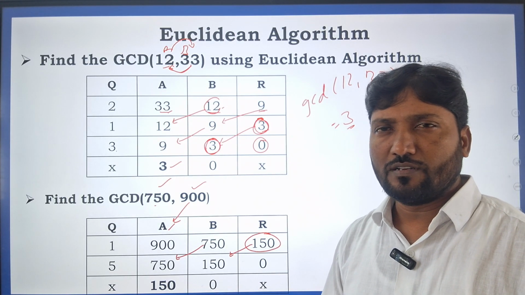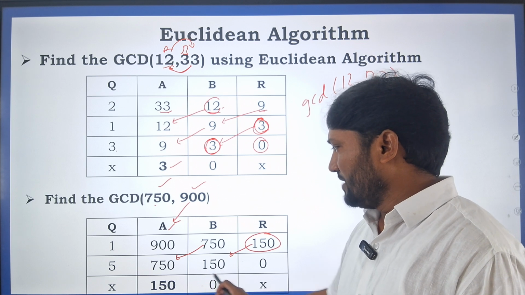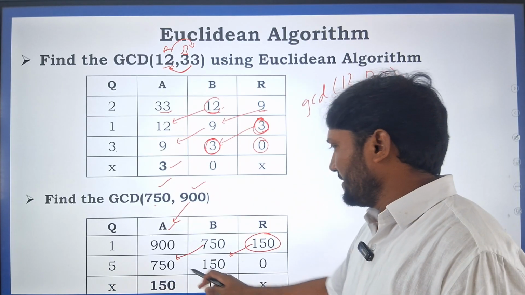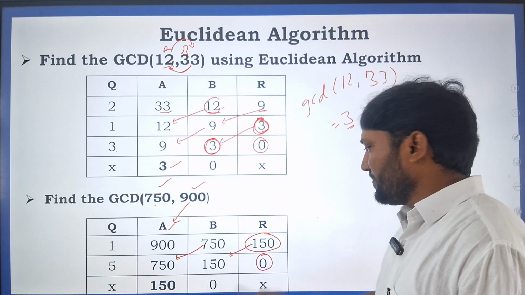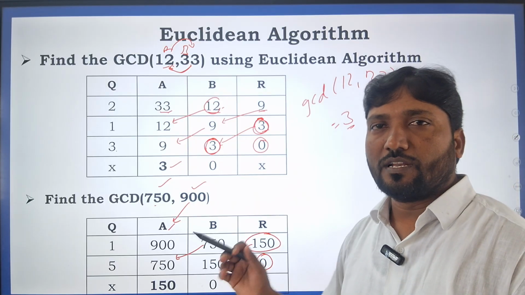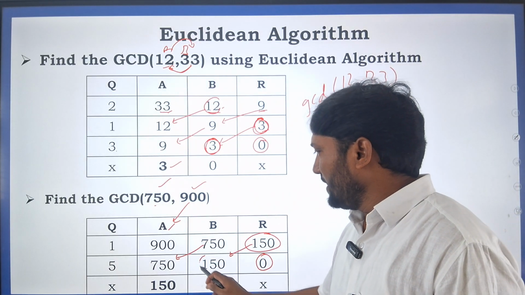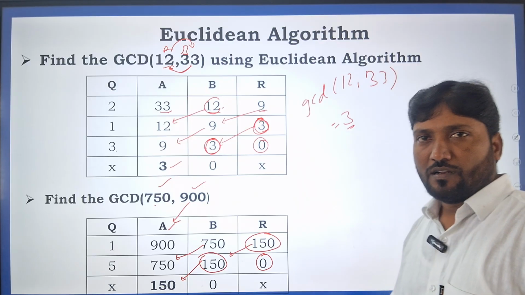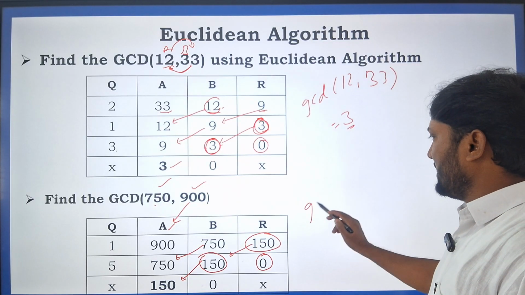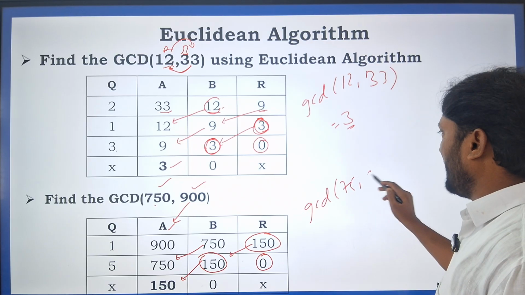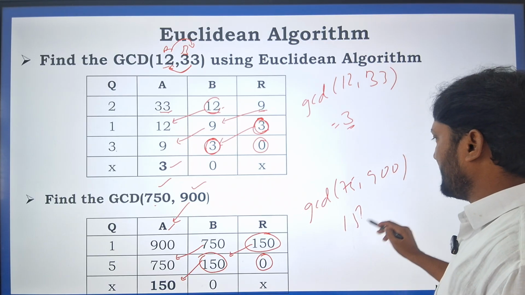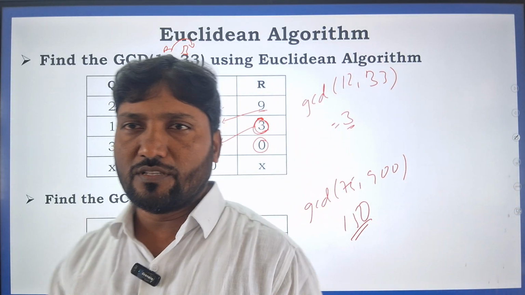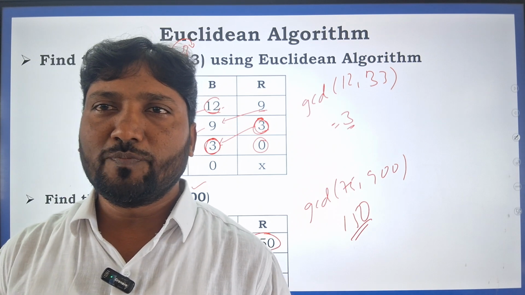Now apply the condition where A is greater than B, and apply the division algorithm. 150 times 5 is 750, and now the remainder is 0. As we know, if the remainder is 0, then the B value becomes the GCD of 750 and 900. So finally, the GCD of 750 and 900 is 150. So these are simple examples of the Euclidean algorithm for calculating the GCD of two positive integers.